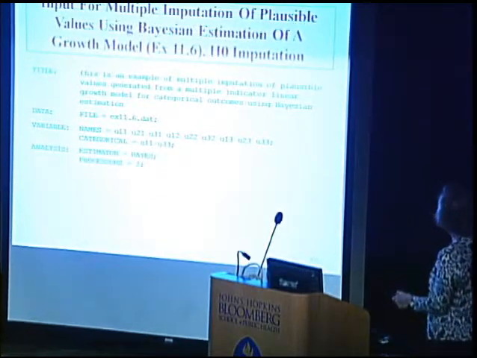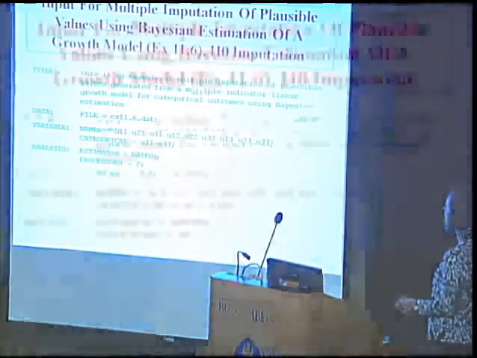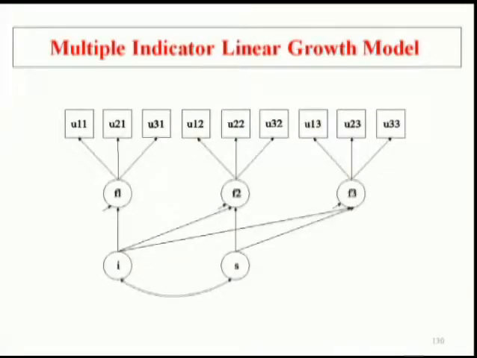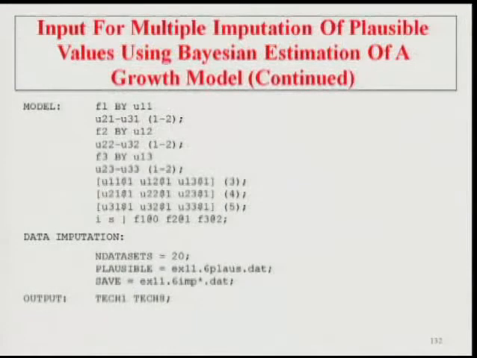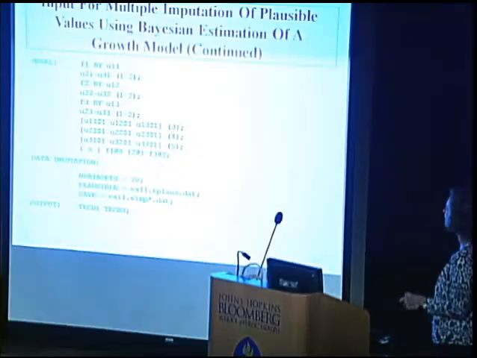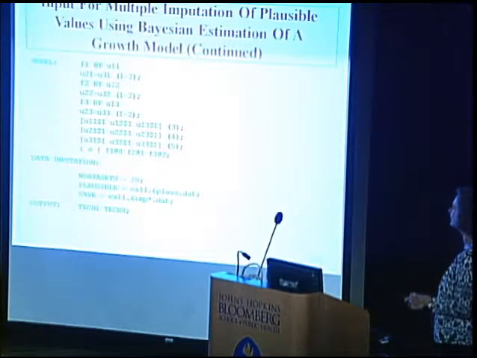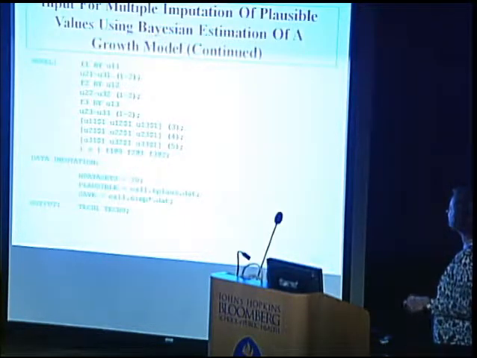So here we have the example of the input. On this first screen, we show our estimator equals Bayes. And then we have our model command, where we simply describe, using by statements, the model on the left screen and the bar statement. You can see that it's a multiple indicator growth model, so we're specifying measurement invariance across time by the equality constraints on the factor loadings and the thresholds. And then we specify the growth model.